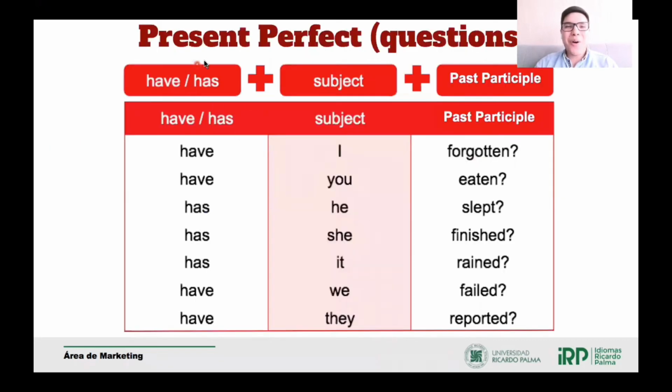Right? Very good. Over here we have our question formula. Have or has at the beginning, and then we have the subject and the past participle. Of course, you can add extra information at the end if you want. Have I forgotten? Have you eaten? Has he slept? Has she finished? Has it rained? Have we failed? Have they reported? Right? So that's how it works.